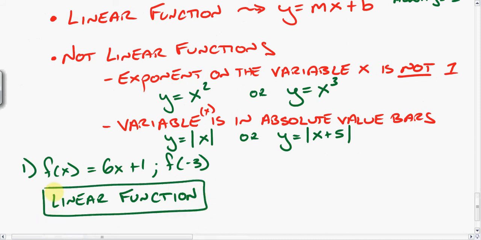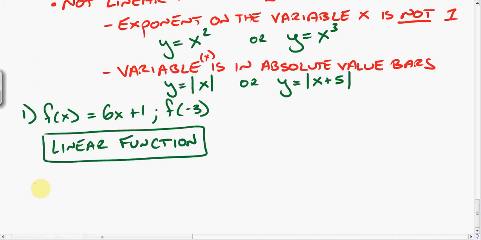The last thing we have to do is evaluate it when x is negative 3. Function notation is going to look like this: f of negative 3 is equal to 6x plus 1. When you have a number in the parentheses here, that's telling you what the value of the variable is. Our variable is x, so our value of x is negative 3. I want to take this value of negative 3 and plug it in for x.